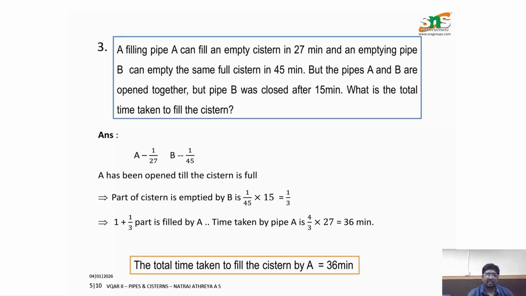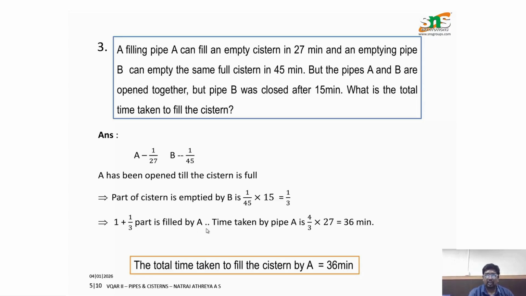Again, I hope you have tried it on your own. Let's solve this. As from the question, we do the same thing. A is 1 by 27, B is 1 by 45. A has been opened till the cistern is full, so for the full 45 minutes it is open. The part of the cistern emptied by B is 1 by 45 into 15 minutes, since it was open for only 15 minutes. So it is 1 by 3. So 1 plus 1 by 3 part is filled by A.